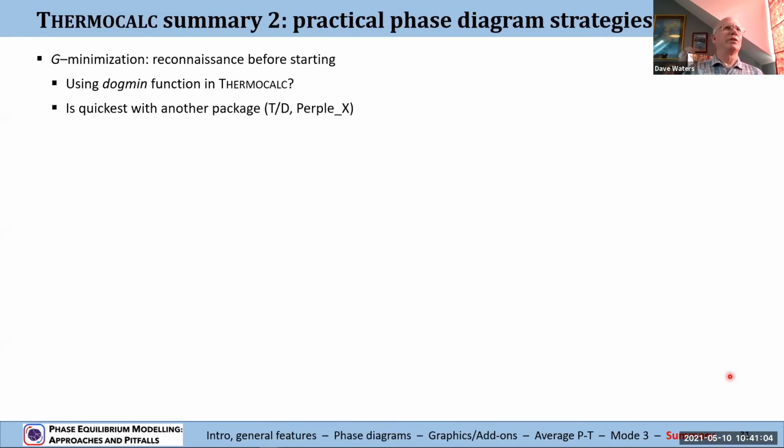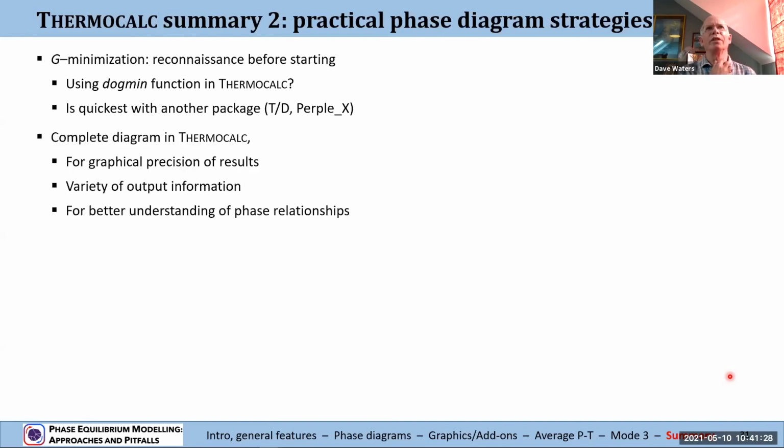Do some reconnaissance before starting. You probably will need to do some free energy minimization before you get going, unless you've got another model diagram closely similar to the one that you want to calculate that will give you some good hints about where to start. So you might want to use the do-g-min facility in Thermocalc. It can, on the other hand, be quickest to do a rough and ready run with another package, and then transfer and complete the diagram in Thermocalc.